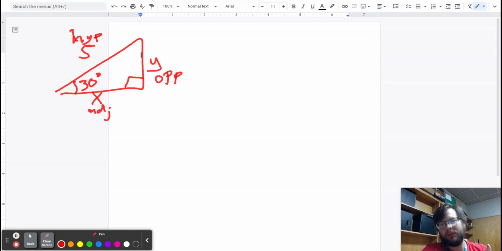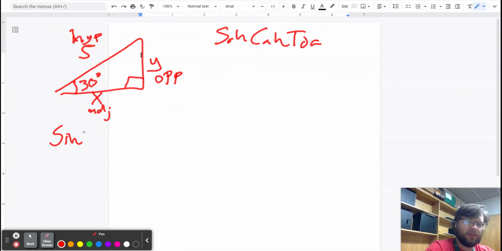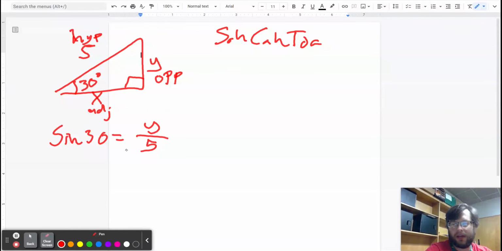Think about why tangent wouldn't help. Tangent wouldn't help because I don't know what the y value is and I don't know what the x value is. I don't know either of the two pieces that are involved with tangent. Okay, remember, SohCahToa, I don't know the opposite, I don't know the O. I don't know the A, so it doesn't work. If I set up sine of 30 degrees, that's going to be the opposite side divided by the hypotenuse, y divided by 5.